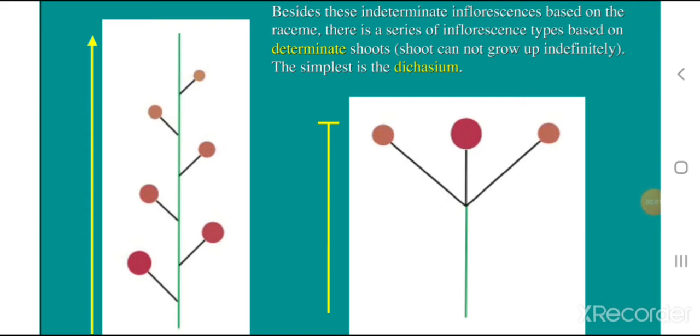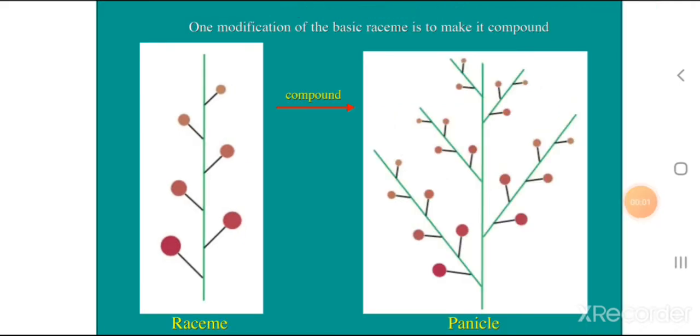Types of inflorescence on the basis of terminal flower. Indeterminate inflorescence: terminal flower is never formed. Determinate inflorescence: terminal flower is formed. Inflorescence on the basis of branching. Simple inflorescence: growth along a single axis. Compound inflorescence: branching occurs.